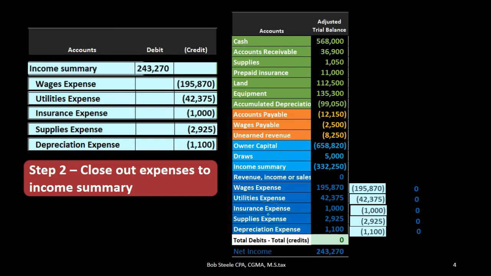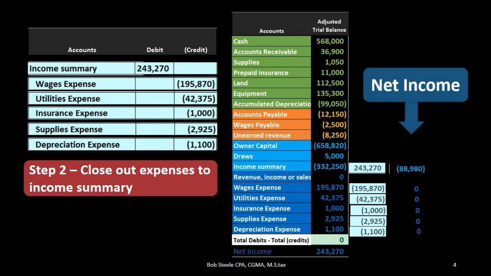So we're going to debit the income summary, which has, at this point, 332,250, which was revenue or income. Now what we're going to do is take all the expenses that we put into this one number, all the expenses being included in this 243,270, and post that to the income summary. So now we have the revenue that was in there, the 332,250, then the expenses that we have now closed into the income summary, 243,270, giving us, if we subtract those out, the 88,980. What is that number? That is net income.